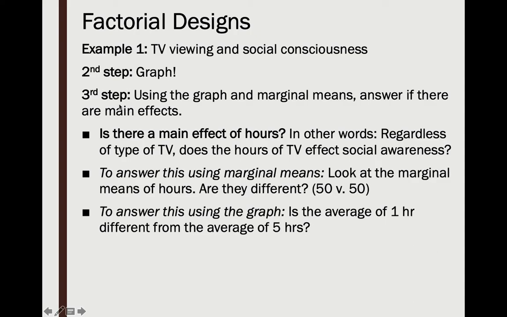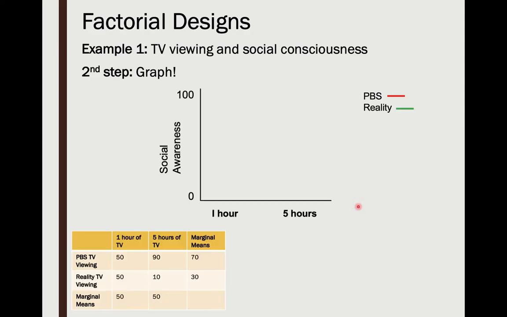Next, the third step is using the graph and the marginal means, answer if there are main effects. So main effects, we can have one for IV1 and IV2, so we'll go over each of those separately. First, is there a main effect of hours? In other words, regardless of type of TV, does the hours of TV affect social awareness? So you can, one, answer this using marginal means. If we look at the marginal means, we have to determine if they're different. So let's go back.